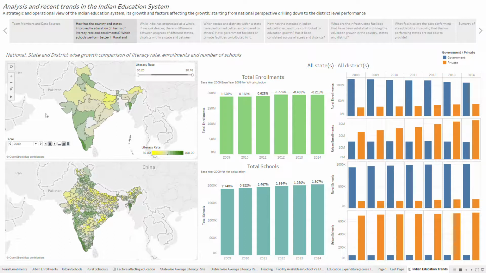So let's look at the first dashboard, which gives us a growth comparison. Two parameters that we've taken to establish education growth are literacy rate and the enrollments in schools. This dashboard shows us a view of the country, and the colors are the literacy rates of different states. Now if you see here, we have a timeline from 2009 to 2014.